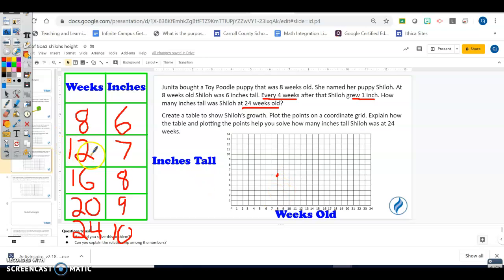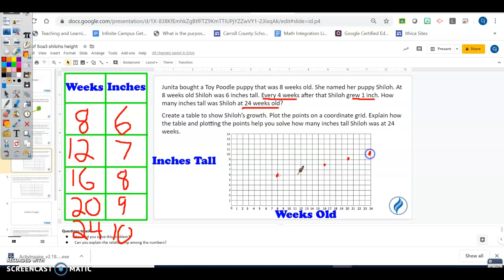Then I'm going to go to 12 on my x-axis and up to 7. Then I would have 16 and 8, so I'd go out to 16 and up to 8, and put my point. Then I would have 20 and 9, so I'd go out to 20 on my x-axis, up to 9 on my y. And then I would have 24 on my x-axis, and I would go up to 10 on my y-axis.